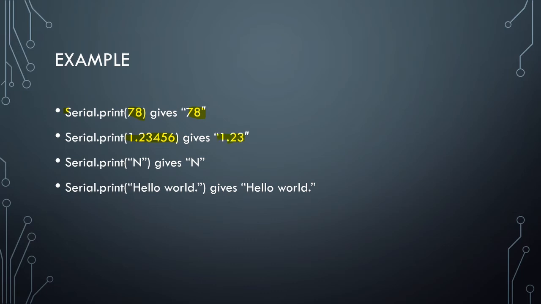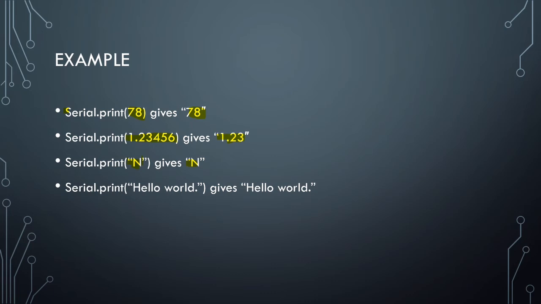If we want to print out a character or a string, we will need to put those in quotation marks. So here we have an N, and if we put this in quotations, it's going to print the letter N for us. So numbers we don't have to put in quotations. Characters or strings, they do need to go in quotation marks.